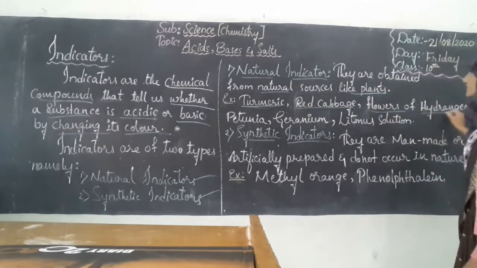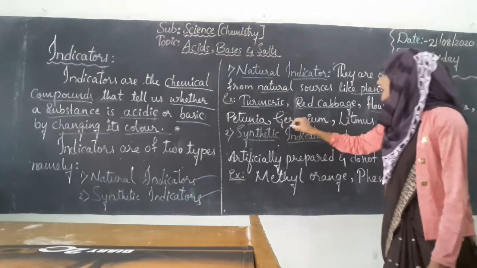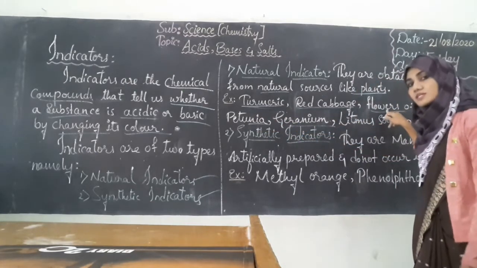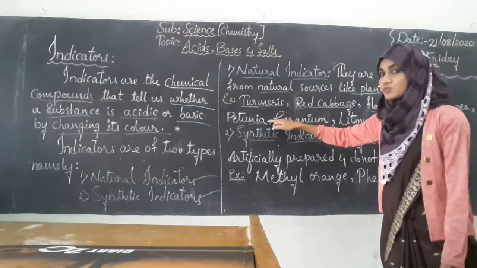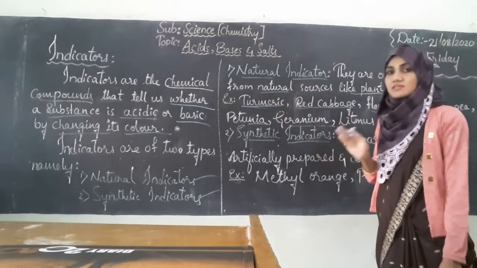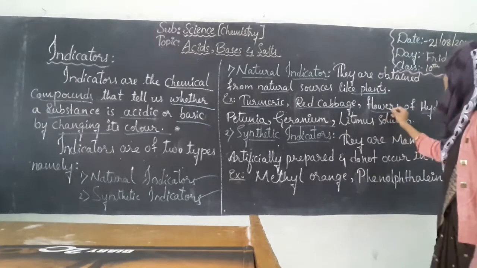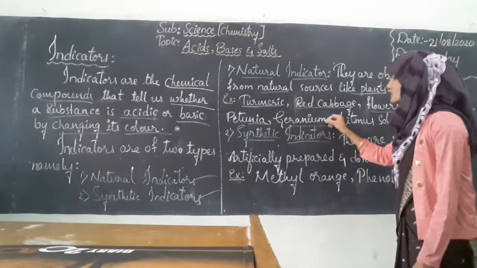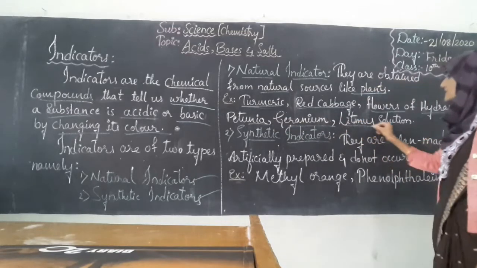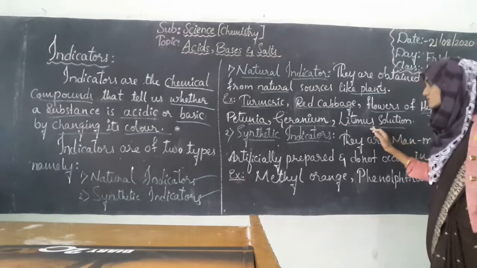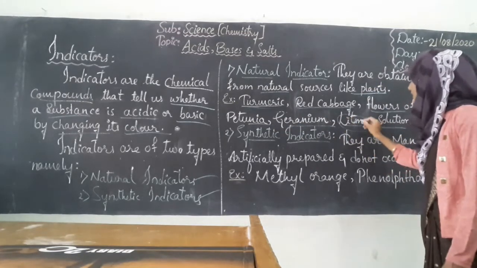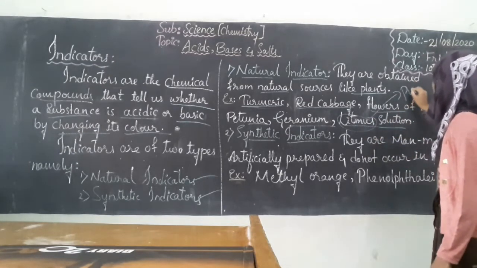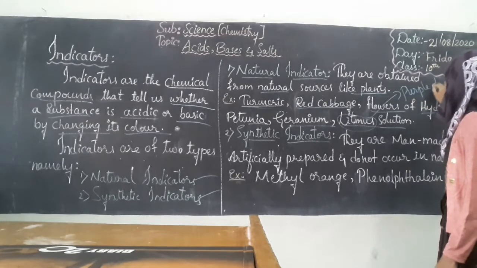Flowers of hydrangea, petunia and geranium. So these are flowers, and even those flowers can help us to detect whether the substance is acidic or basic. And litmus solution. What is this litmus solution? Litmus is nothing but a purple dye.